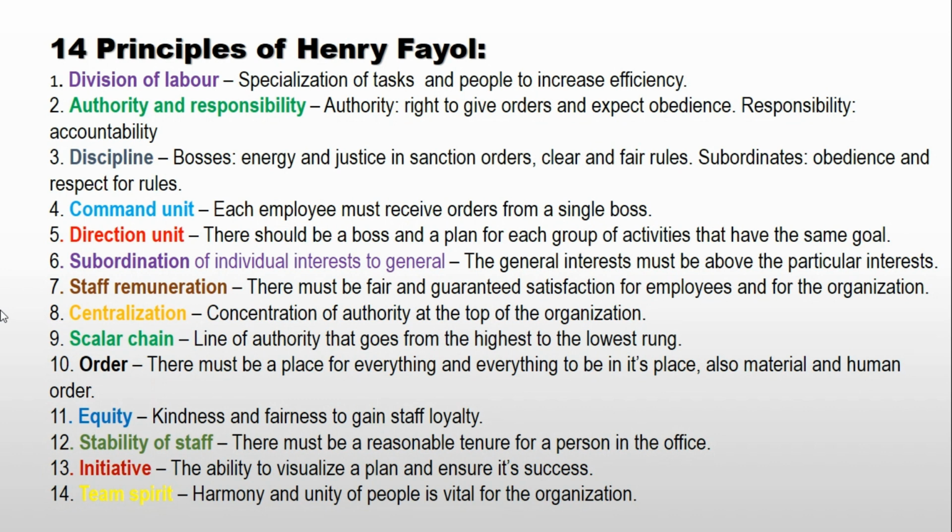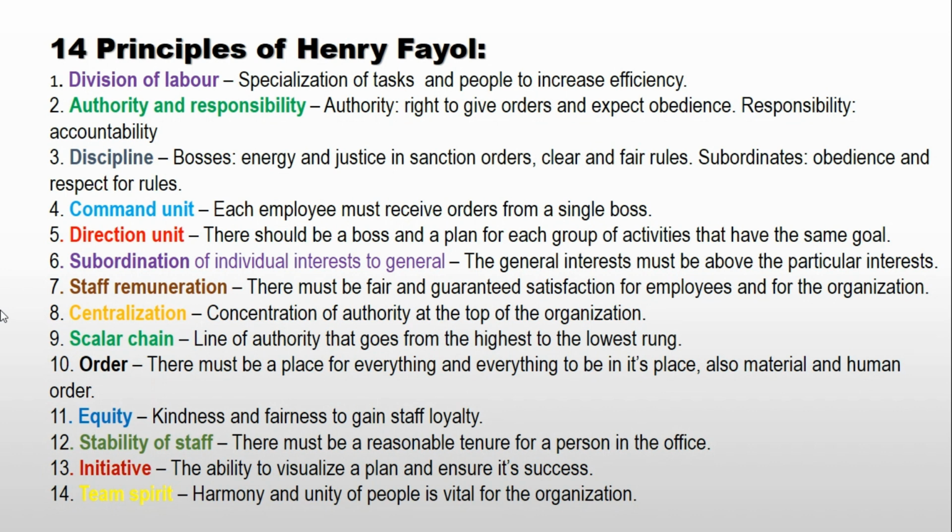The fifth one is unity of direction: there should be a boss and a plan for each group of activities that have the same goal. Six, subordination of individual interest to the general; here we are saying that the general interest must be above particular interests. Seventh is staff remuneration. Remuneration simply means the money paid for working or for a service. There must be a fair and guaranteed satisfaction for employees and for the organization.